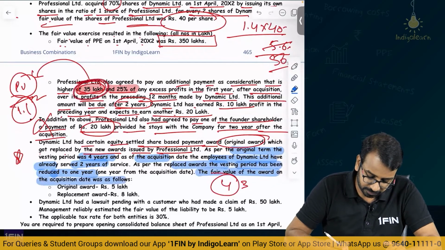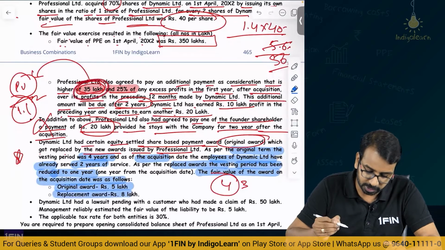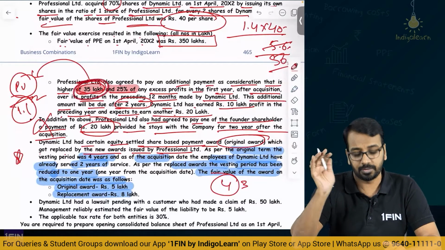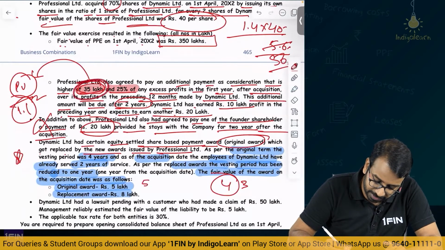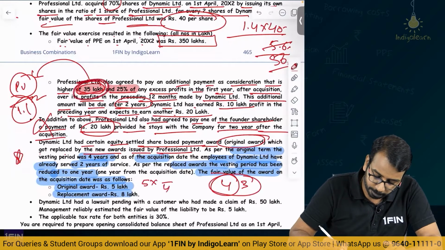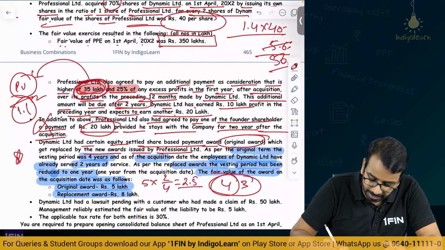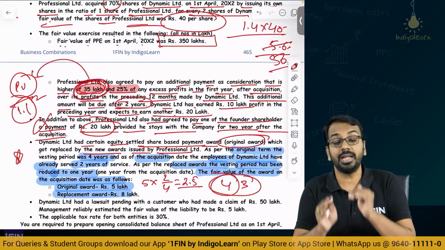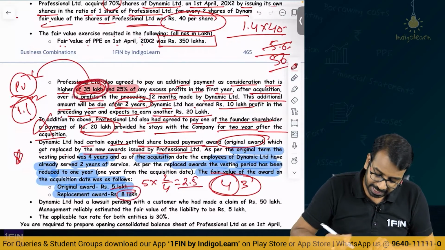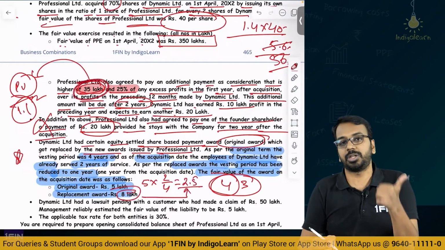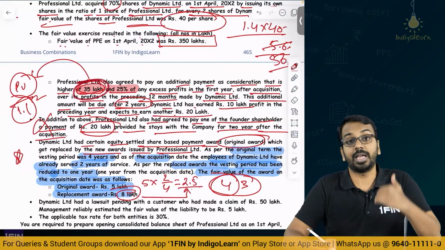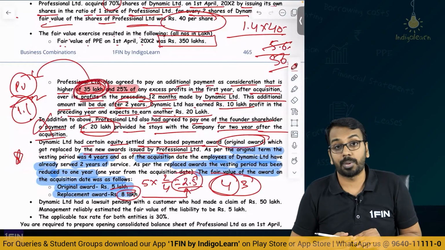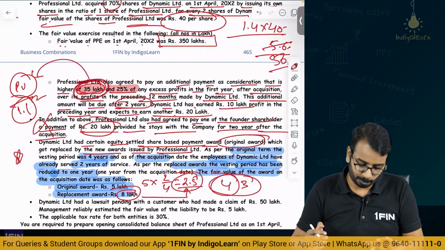Fair value of the award on the date of acquisition is as follows. Original award is 5, replacement is 8. Now how do we do this? This one adjustment can come in MCQ as well, so you have to be very, very careful. This 5 lakhs, we take the higher of the two periods, 4 years, and 2 years have been completed. So 2.5 pertains to the period which is already completed, and out of this 8 lakhs, 2.5 will be the pre-combination and 8 minus 2.5 will be the post-combination or employee expense. So 2.5 will form part of my purchase consideration.